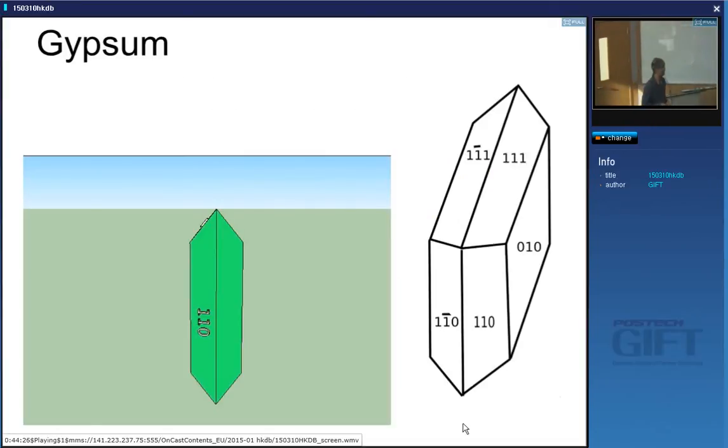Now, this is a crystal of gypsum, and its equilibrium shape is like this. So this is an 010 face, these are 111 type faces, and these are 110 type faces. Can somebody tell me, can you find any symmetry elements for that shape? Is there any rotation axis? Dyad. Where? You can say, normal to 0, 1, 0, right?